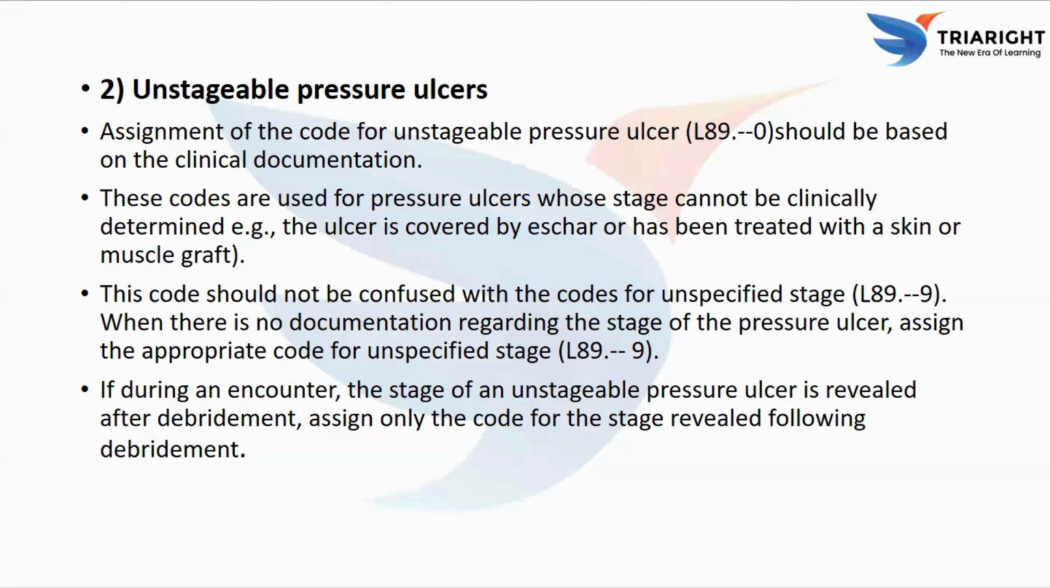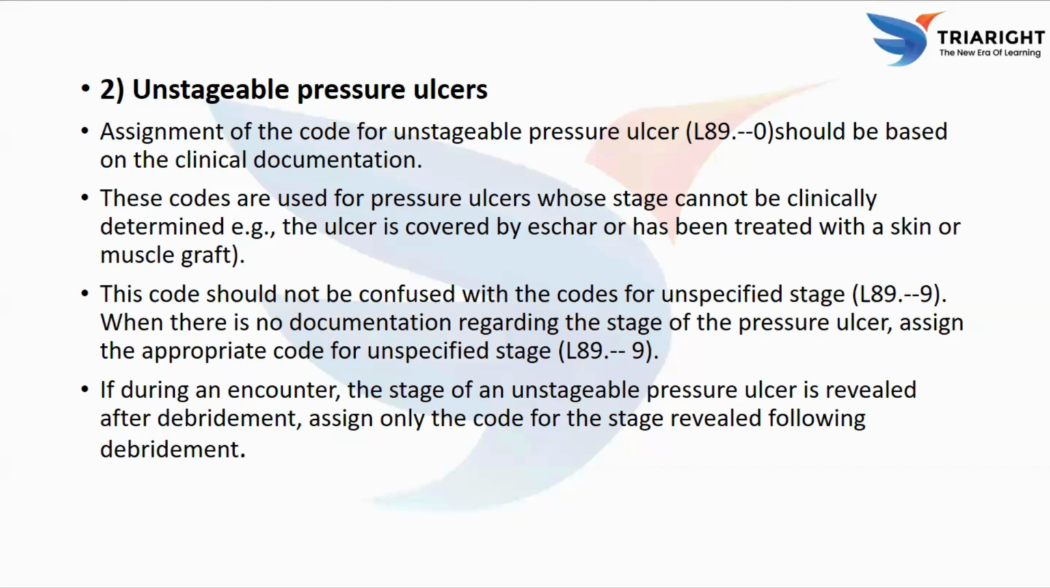So what is the specific coding rule over here? Sometimes during a hospital encounter, an ulcer is first unstageable. Then after debridement, after removing the dead tissue, the stage becomes visible, for example, stage 3. In that situation, you have to assign only the code for the revealed stage. For example, for stage 3, you assign the code L89.3. You do not code the unstageable first and the stage later. You only code the final stage.